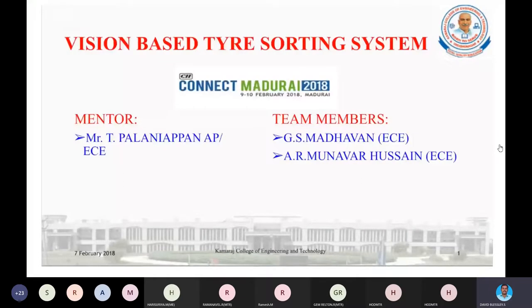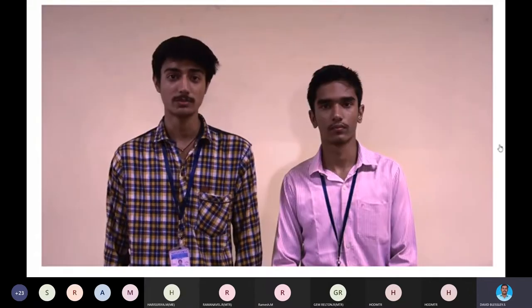Greetings to all. Thanks to CII Connect Madurai for the wonderful opportunity. We are from Kamaraj College of Engineering and Technology. I am Madhavan, he is Manohar Hussain. Our mentor is T. Paranyappan, Assistant Professor, ECE. The title of our project is Piston Based Tire Sorting System.